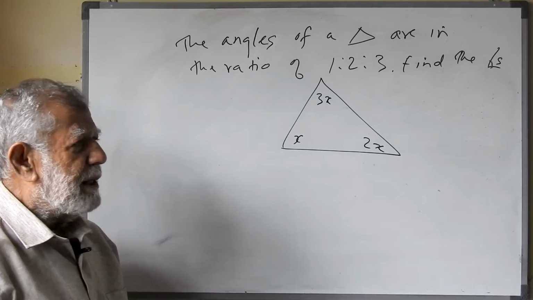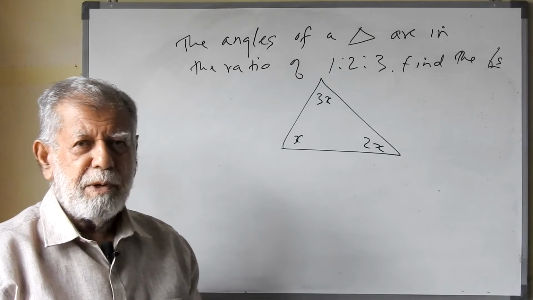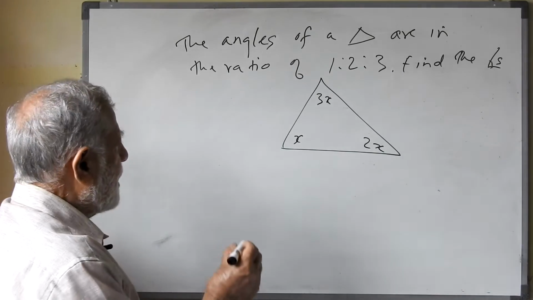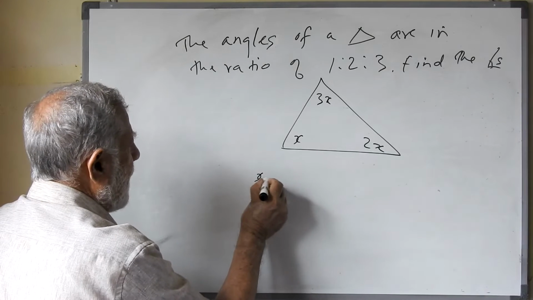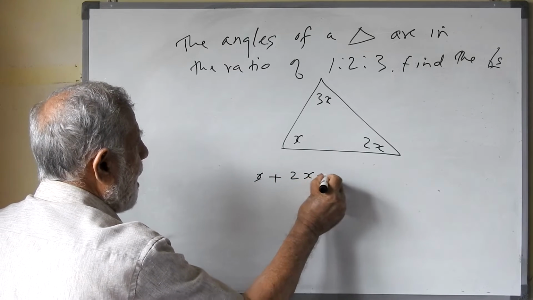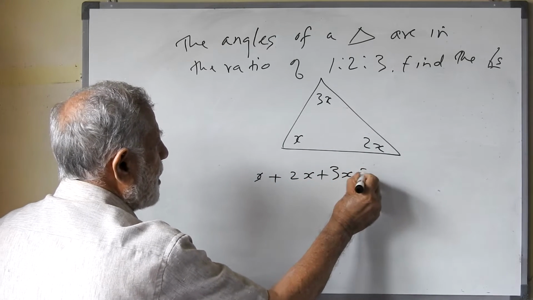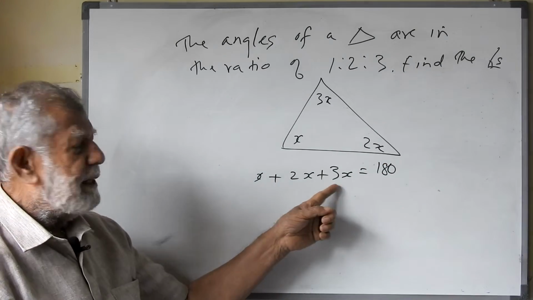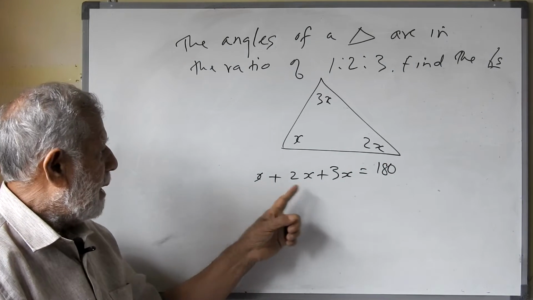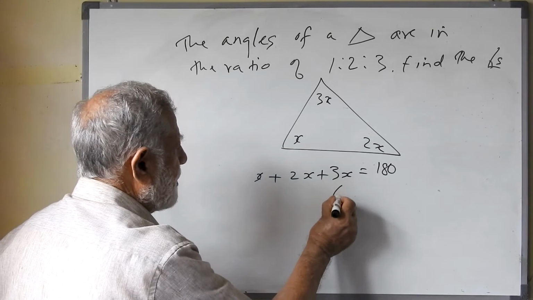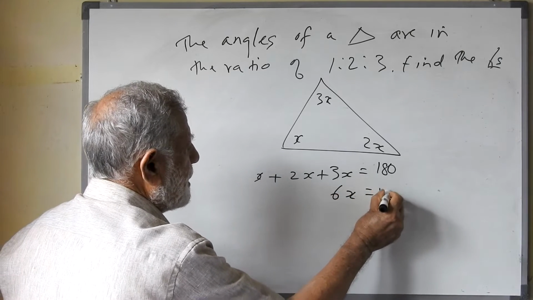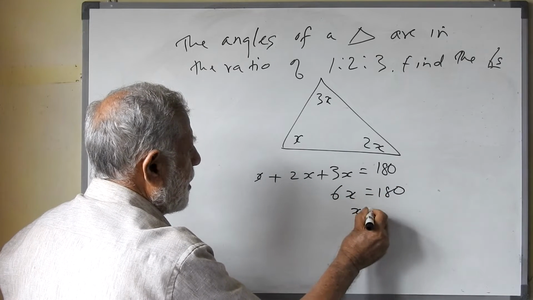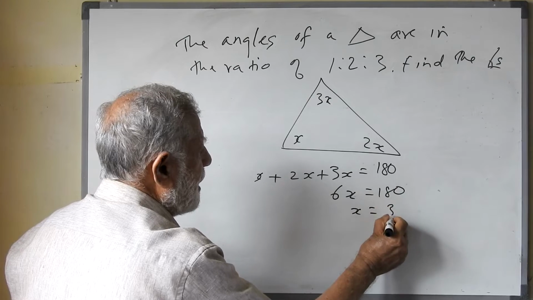Now what we do, we know that the angles of a triangle add up to 180 degrees. So we just write down the statement. x plus 2x plus 3x is equal to 180 degrees. So altogether 3x plus 2x and 1x is 6x. Therefore 6x equals 180 degrees. Therefore x is equal to 180 divided by 6, 30 degrees.